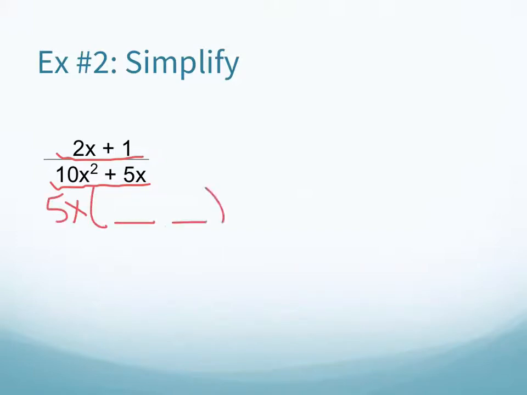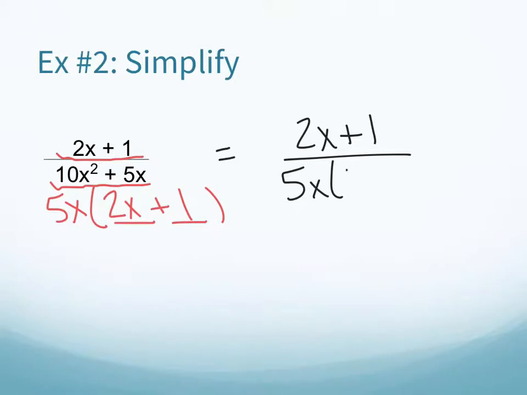2 terms, so 2 blanks. 10 divided by 5 is 2. Subtract the x's. 5 divided by 5 would be positive 1. Subtract the x's. So I'm going to rewrite my problem. So we left the top alone. The bottom became 5x times the quantity of 2x plus 1.